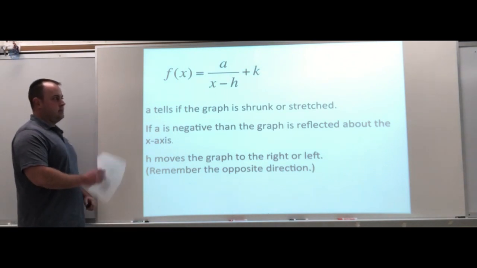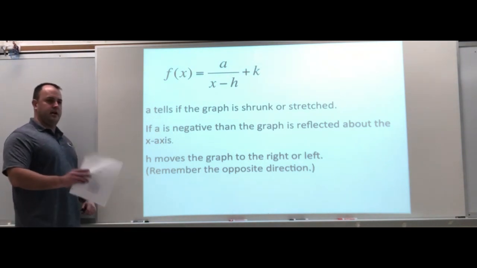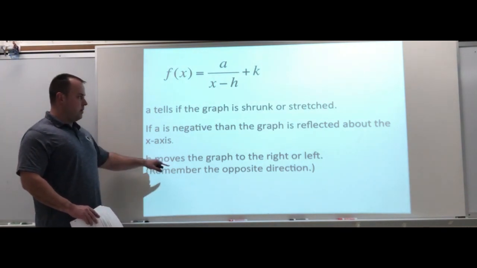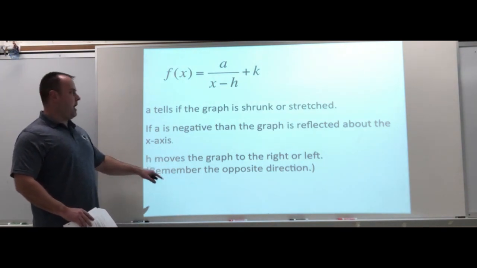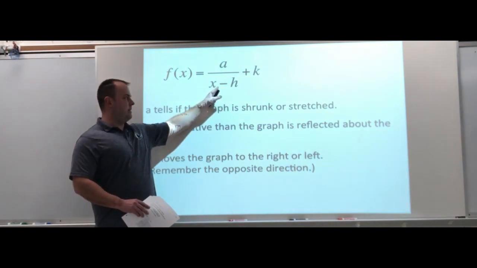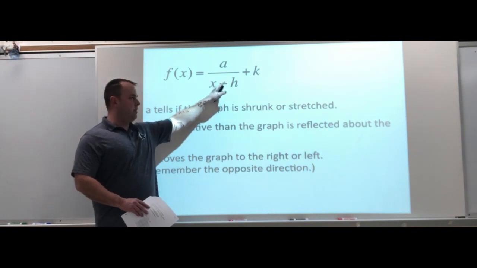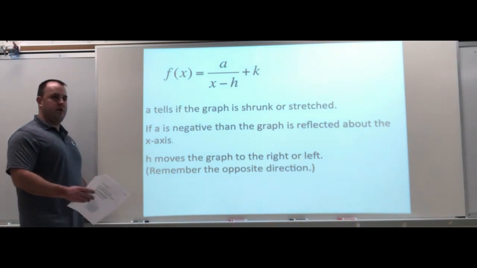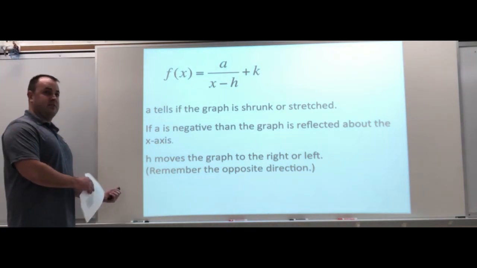The h value, like I said, is moving. It's grouped with the x, so it's in the denominator. That's telling us the left and right movement. Now remember, when you are graphing these, it's going to seem opposite. X minus h. So if the h was say -3, you could rewrite this as x plus 3. So you have to be careful and know that when it's x plus 3, you'd be moving 3 spots to the left.